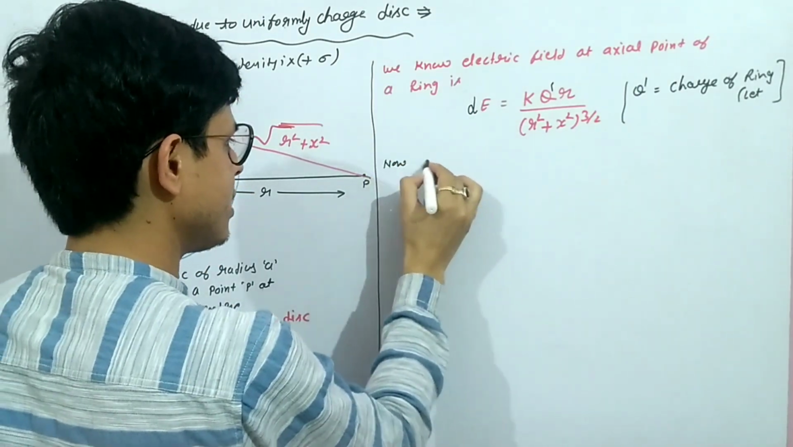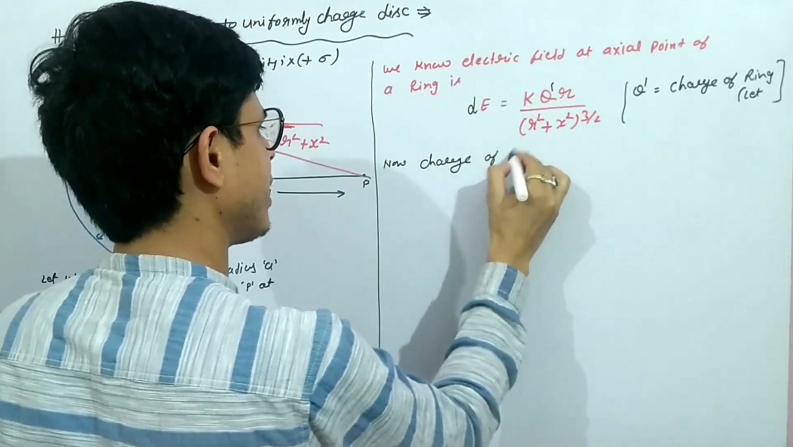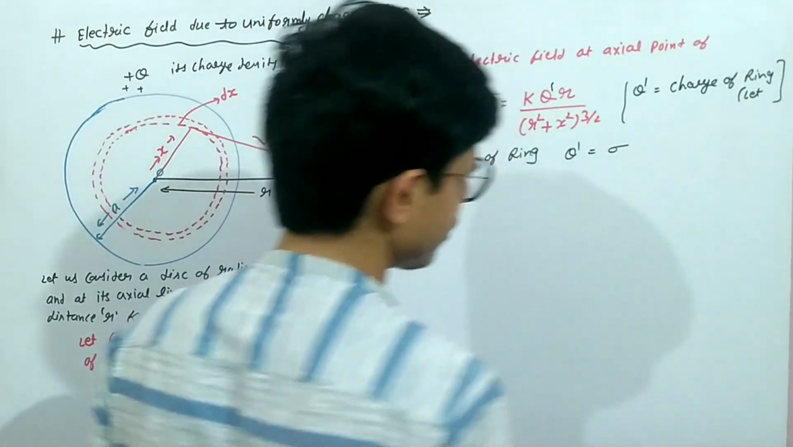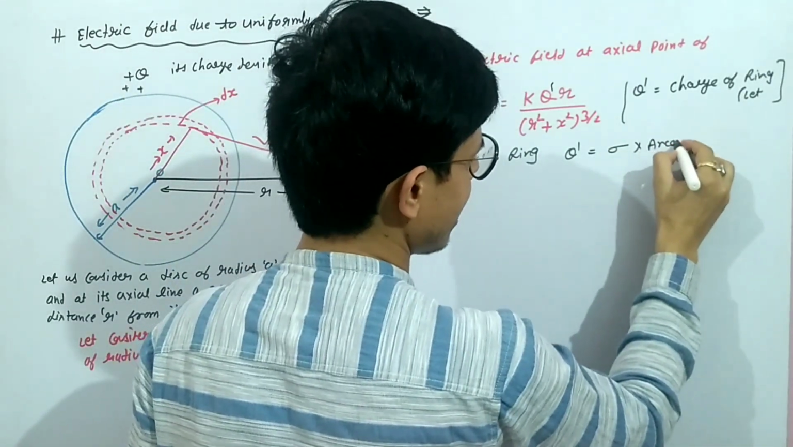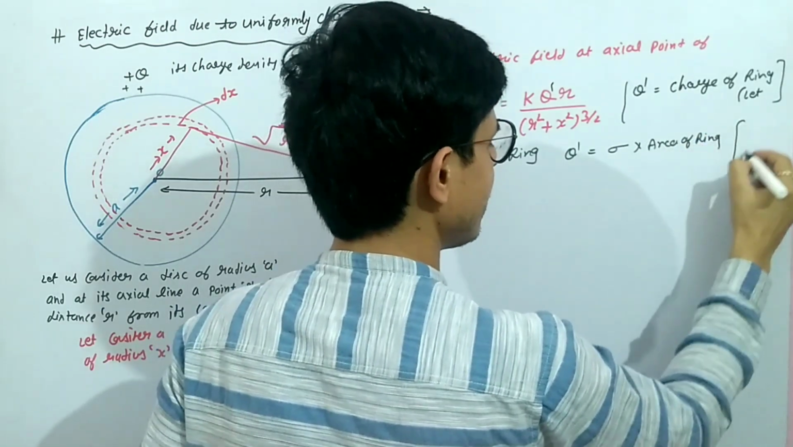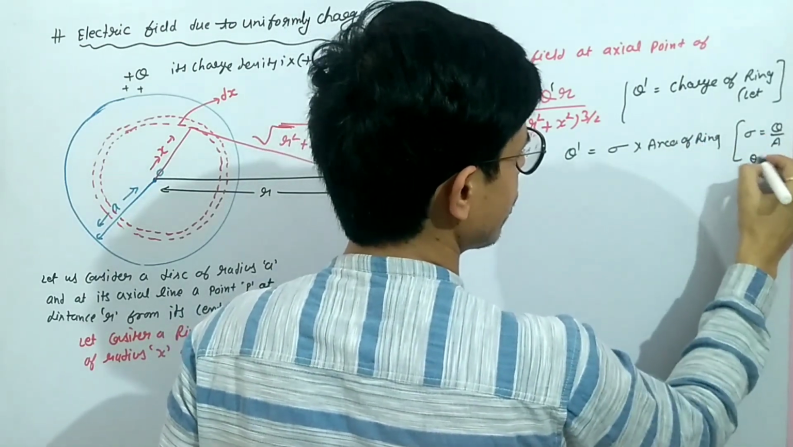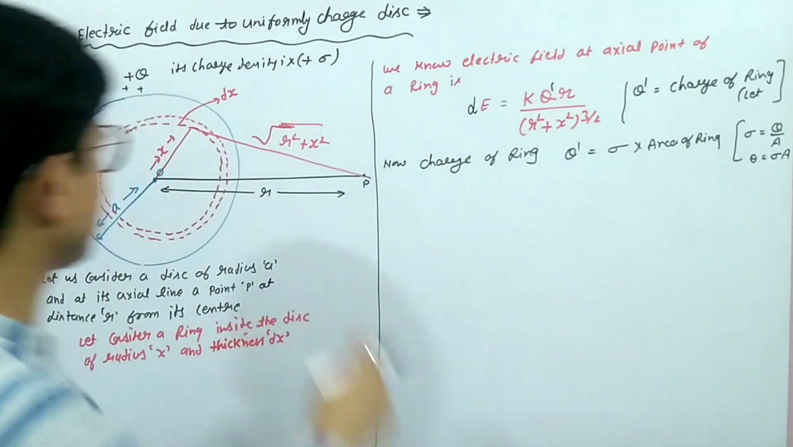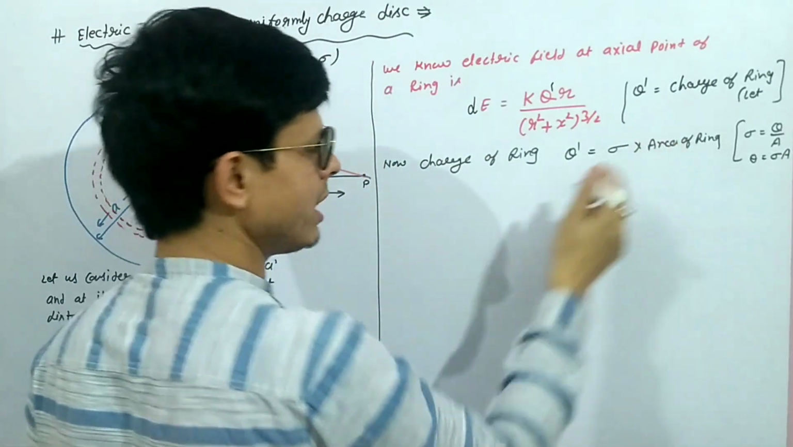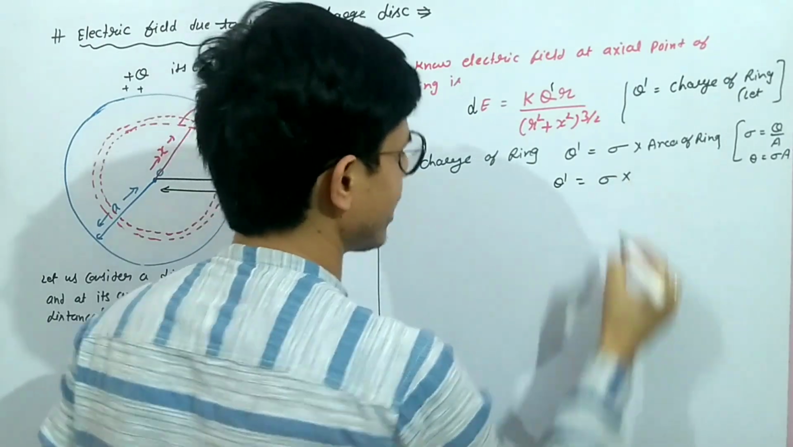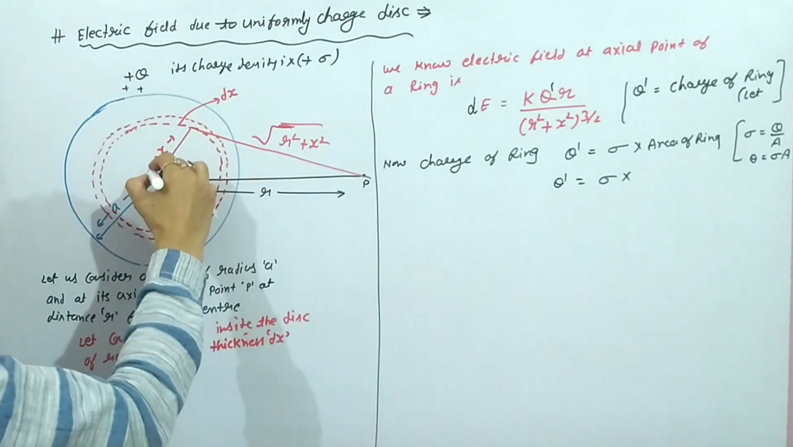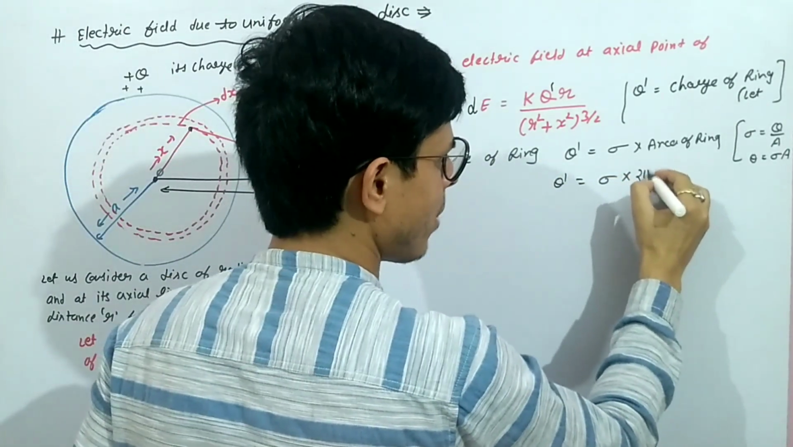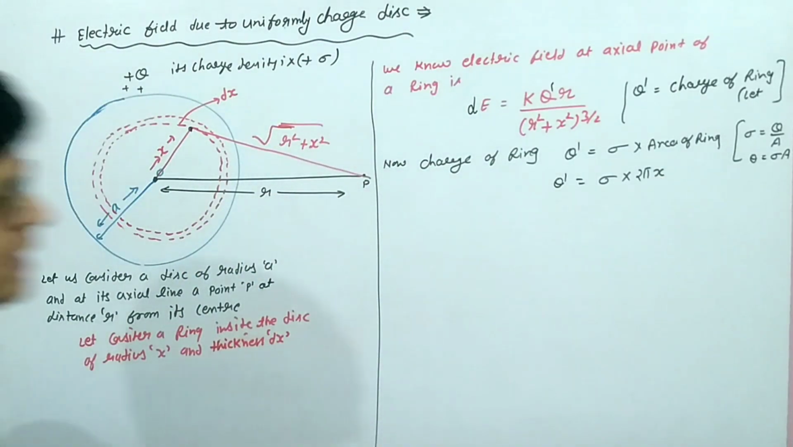Now, what will be the charge of this ring? Q dash will be sigma, the charge density, into the area of the ring. Why sir? Sigma equals Q upon A, so Q of anything equals sigma A. So the charge of this ring will be sigma into the area of this ring. What will be the area? Its radius is x, so its circumference is 2 pi x. See, this is the ring.